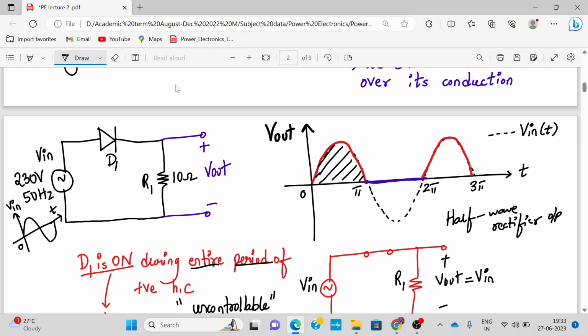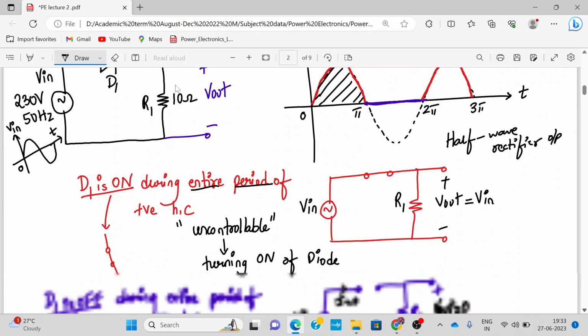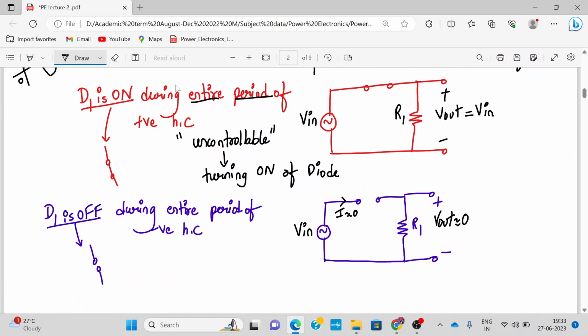Okay, all right. So in this period also, the diode remains off during the entire negative half cycle, so there is no control parameter over here. Once it's off, it will remain off until the condition is met. So again, the turning off of the diode is uncontrollable. So from here we say that turning off of diode D1 is uncontrollable.